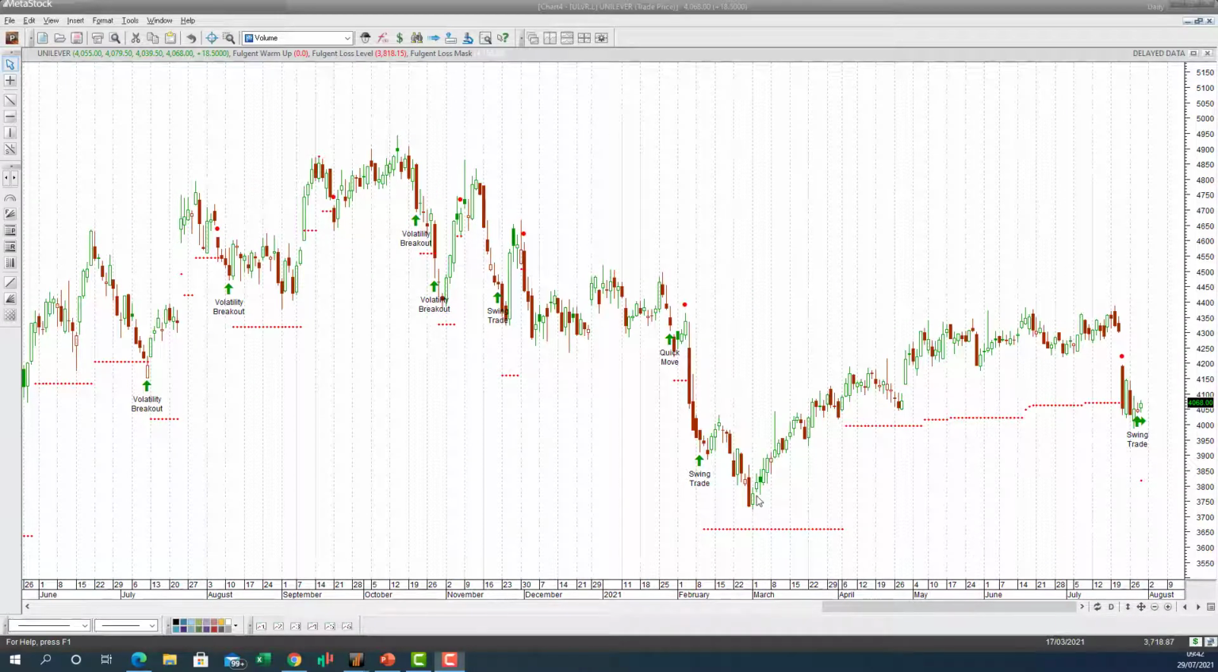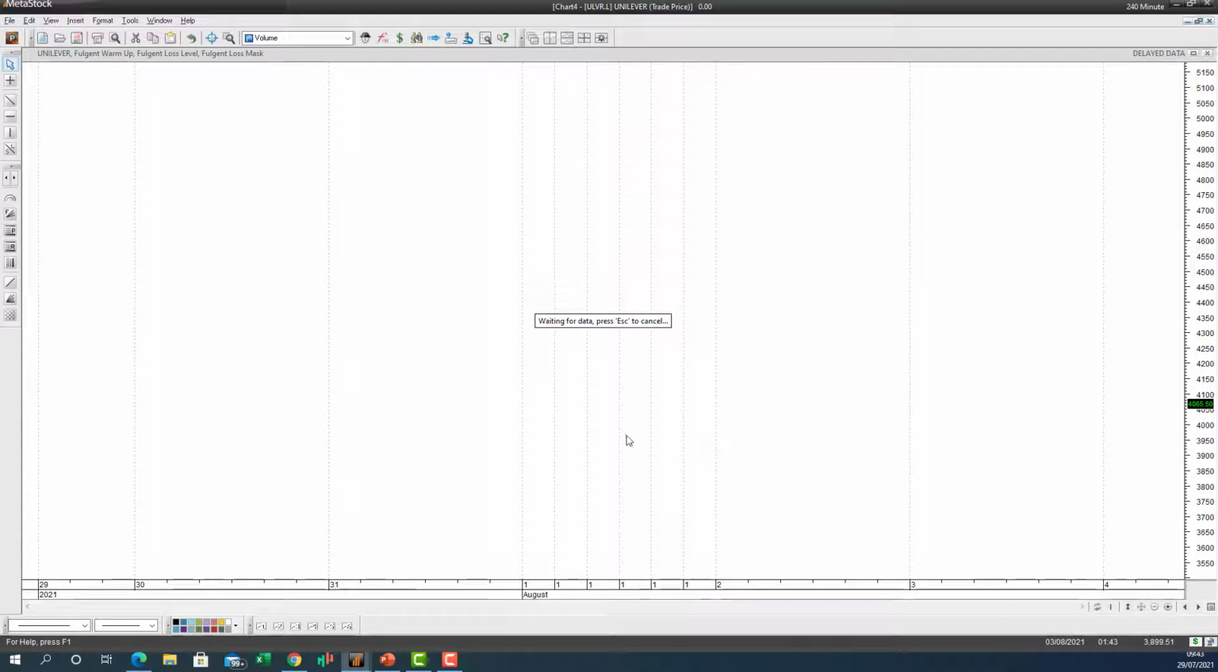ULVR.L is the ticker. We can see we had a nice swing trade here back in February, worked out very well. Look how the stop loss was adjusted. Trailing stop loss moved up, and then it hit a gap down and got out at that particular level there. We've got a new swing trade signal here. And let's go and see what's on the 4-hour chart, just to see if there are any interesting intraday trades there.